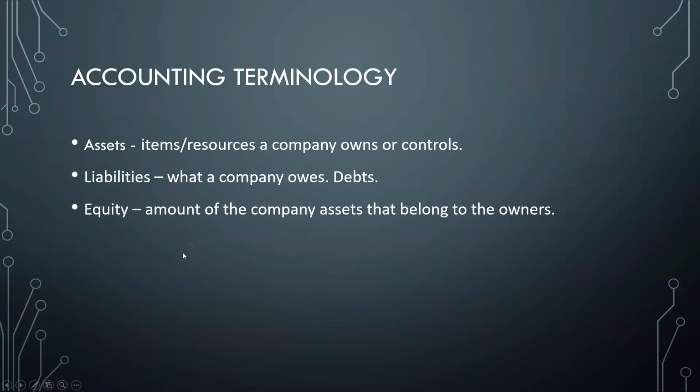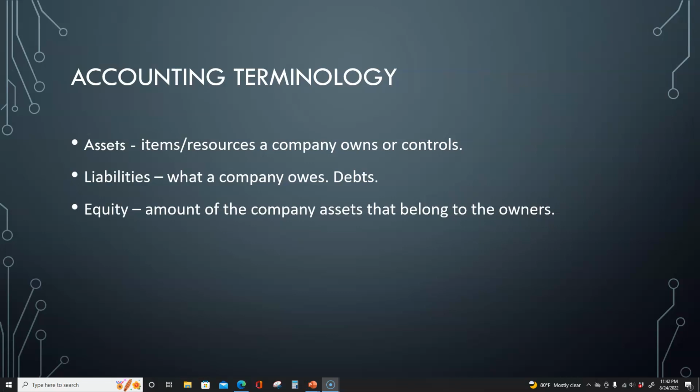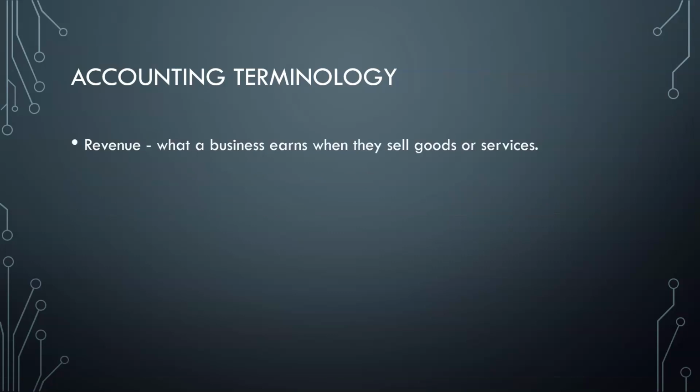Next is equity. We're going to talk about something called stockholders' equity or shareholders' equity, but equity is the amount of the company's assets that belong to the owner. So we said assets are items that a company owns or controls. Well, equity represents the amount of those assets that are owned by the owners. We will discuss equity in a later video. Next, we'll look at some more terms.